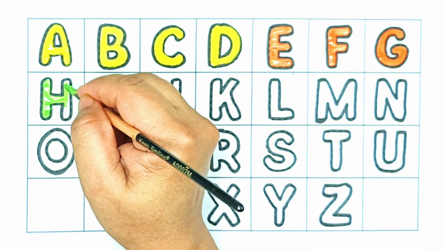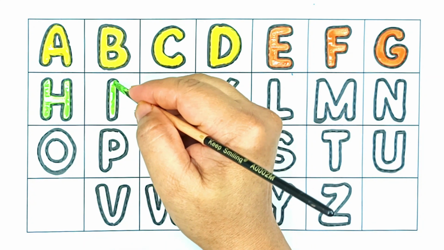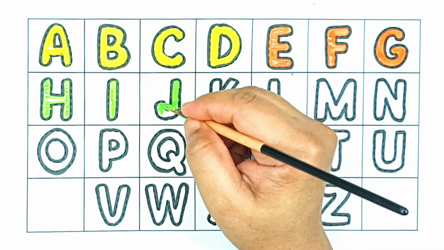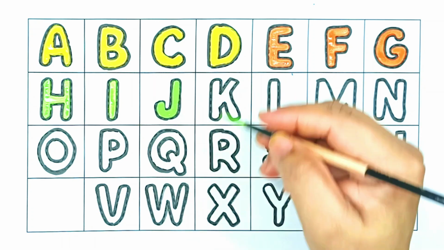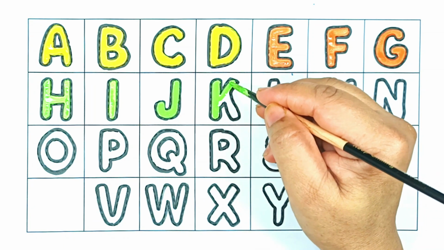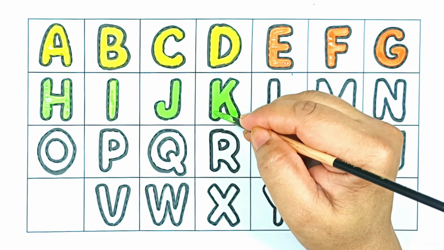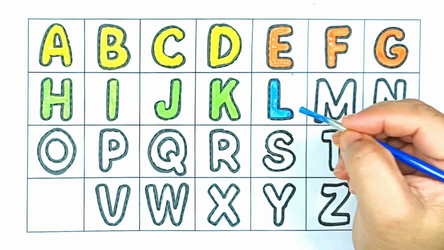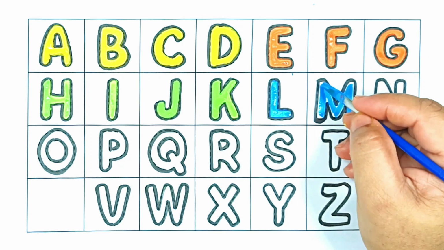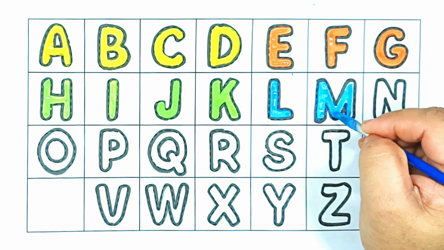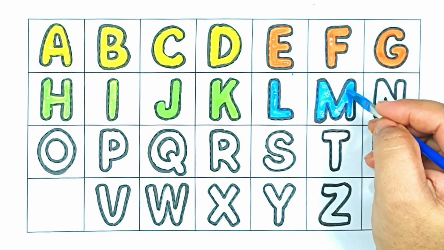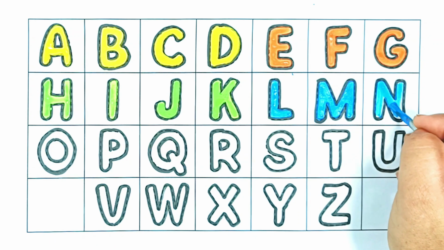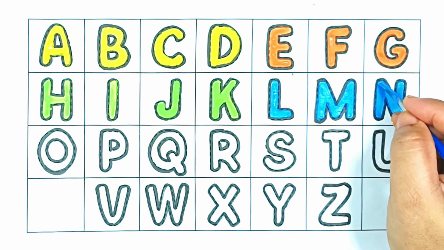H for hat, H for hat, I for igloo, I for igloo, J for jam, J for jam, K for kite, K for kite, L for lamb, L for lamb, M for man, M for man, N for net, N for net.